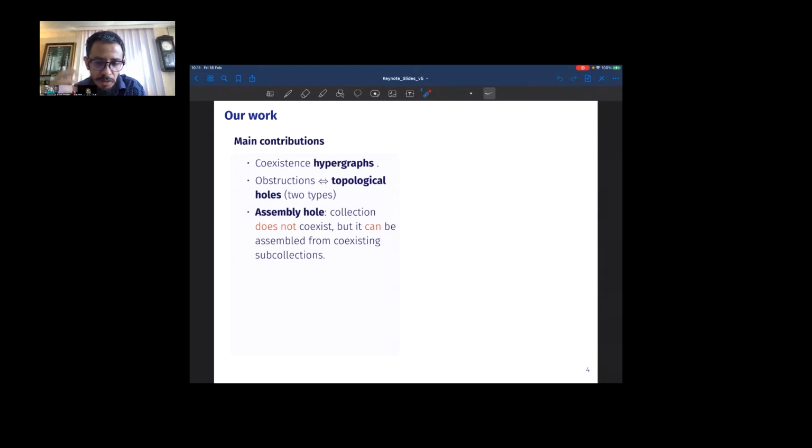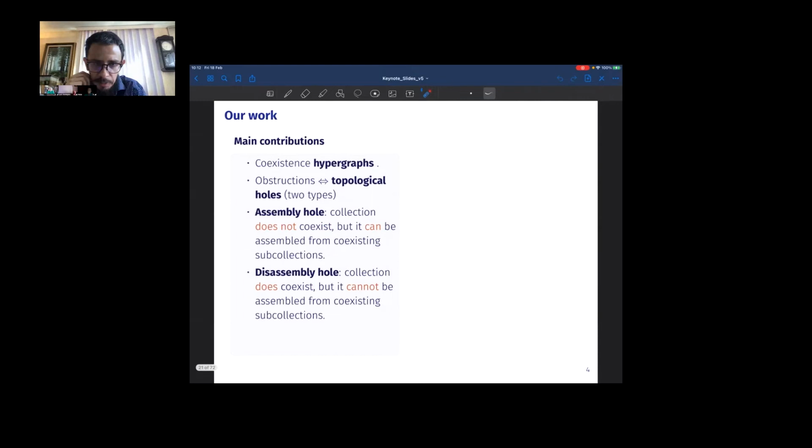Imagine a scenario in which all the components of your computer work, but then you assemble them together and the computer does not work. So you have this case in which the components work, but once you assemble them, the full thing does not work. The analogy in ecology is that you have sub-collections of species, each of which coexists, but when you assemble all of them, the result does not coexist. That would be the assembly hole.